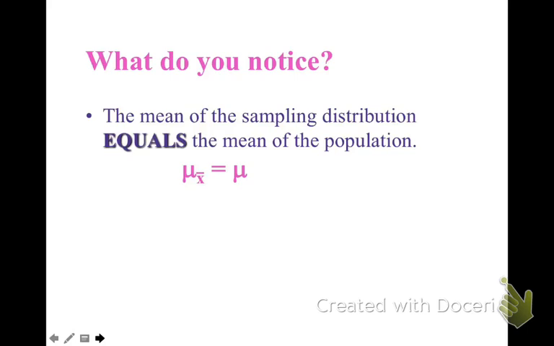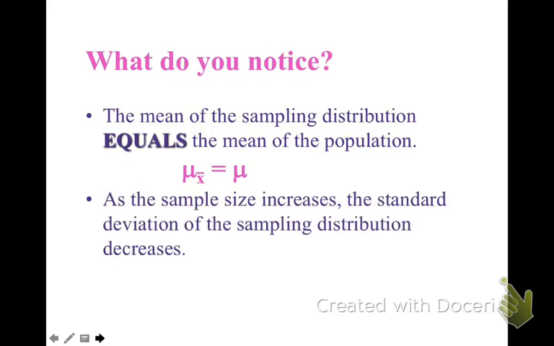You should have also recognized that as the sample size goes up, the standard deviation of the sampling distribution goes down. In other words, as n increases, my standard deviation for my sample means decreases. So the larger the sample size, the smaller the standard deviation.